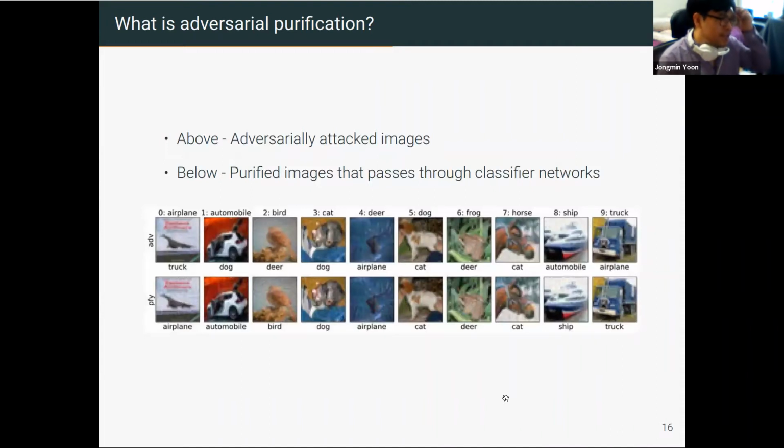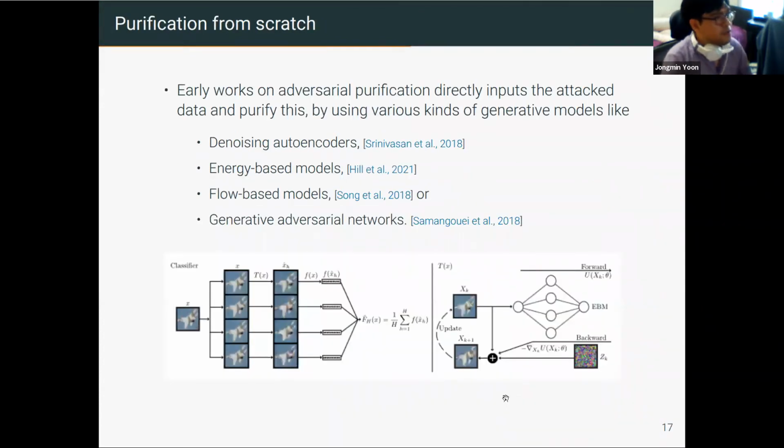Here we see how adversarial purification works. The top row of the figure stands for the adversarially attacked images, and the bottom row stands for the purified images. Because the adversarially attacked images are not perceptually distinguishable from the original image, neither is the purified image from the adversarially attacked image. The existing works on adversarial purification directly input the attacked data and purify it by using various kinds of generative models like denoising autoencoders, energy-based models, flow-based models, and generative adversarial networks. The figure below is an example given from some work on energy-based models.